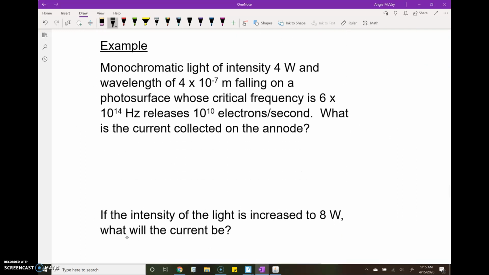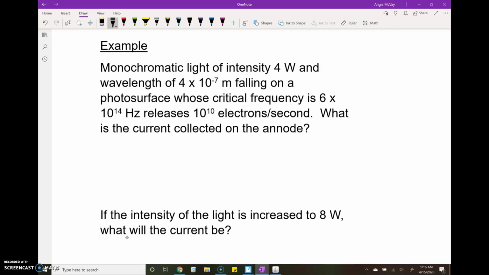Let's take a look at one more example. This one includes some tricks, so you're going to want to pay attention. Monochromatic light, that just means one color, one frequency, of intensity 4 watts. We don't have any equations for wattage and the photoelectric effect. Don't worry, it will be okay.